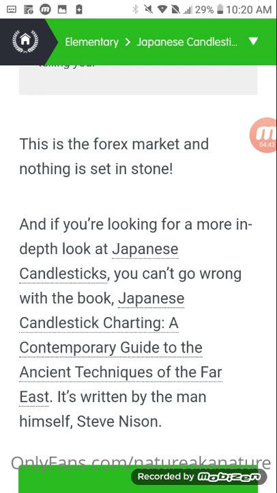If you're looking for something more in depth on Japanese candlesticks, you can't go wrong with the book Japanese Candlestick Charting Techniques: A Contemporary Guide to the Ancient Investment Techniques of the Far East. It's written by Steve Nison, so shout out to him.